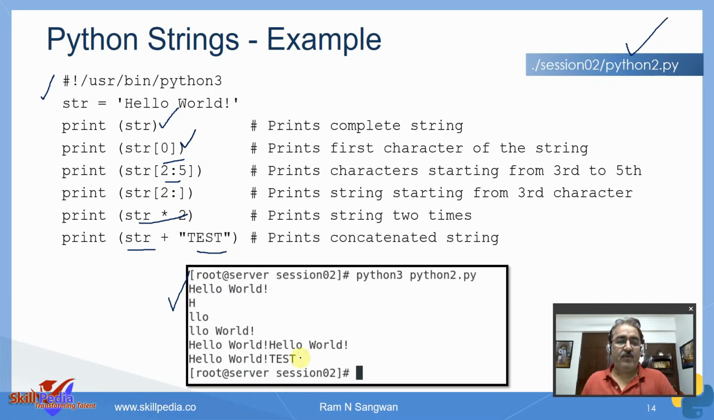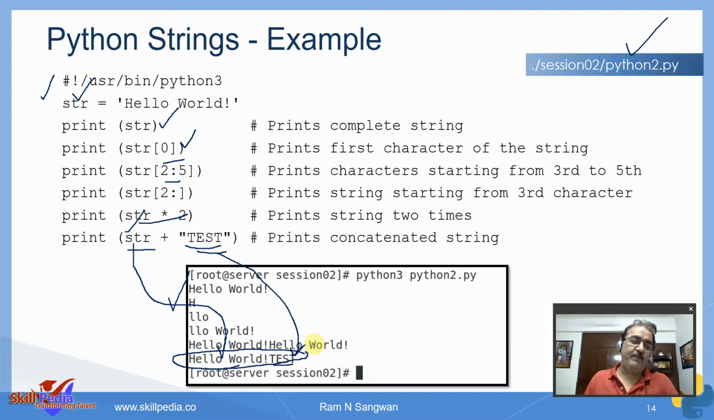Concatenation. So this is the output. Hello world along with the test, because hello world is stored into string, right? So hello world is here plus test. This test is written here. So this is the concatenation operator, meaning adding two strings together, combining two strings together, A, B, so together.